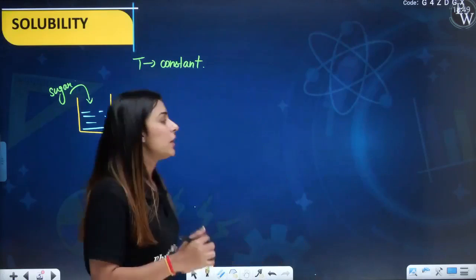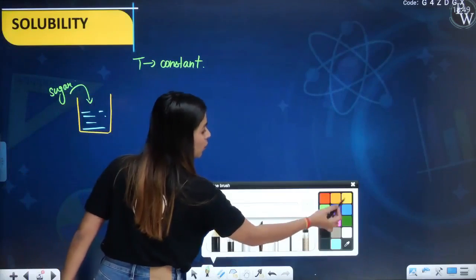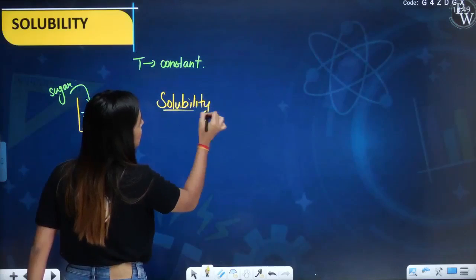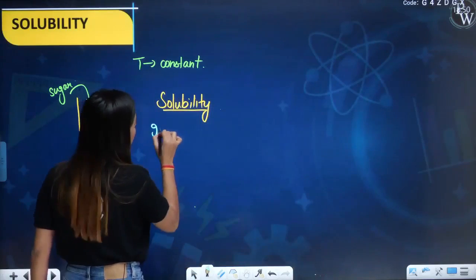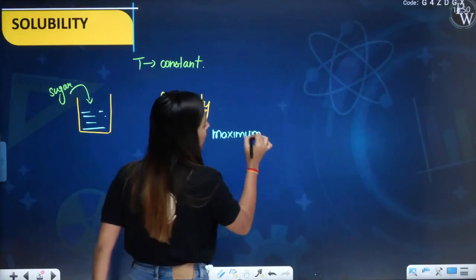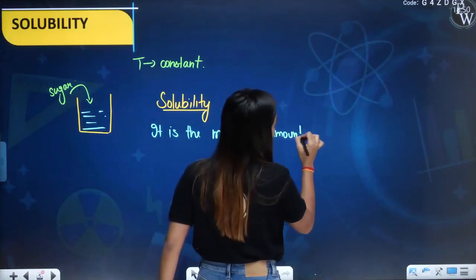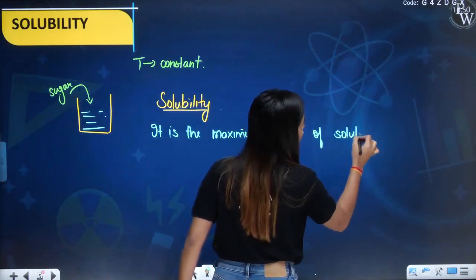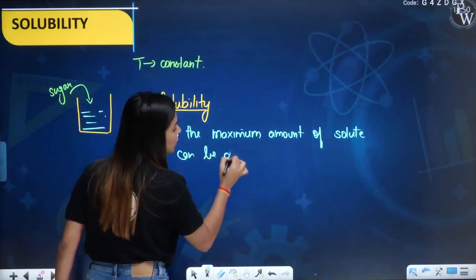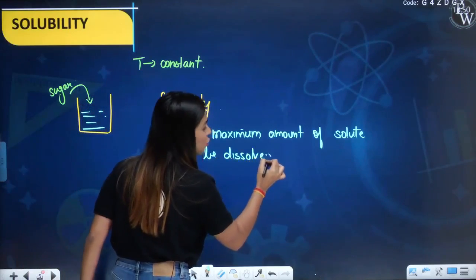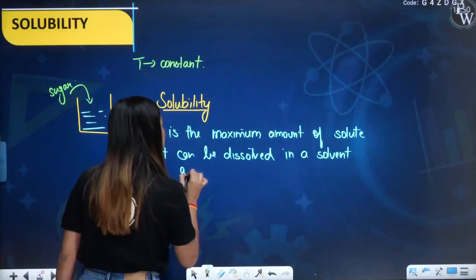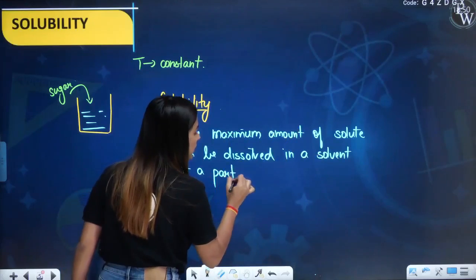From here we can say that solubility is the maximum amount of solute that can be dissolved in a solvent at a particular temperature T.